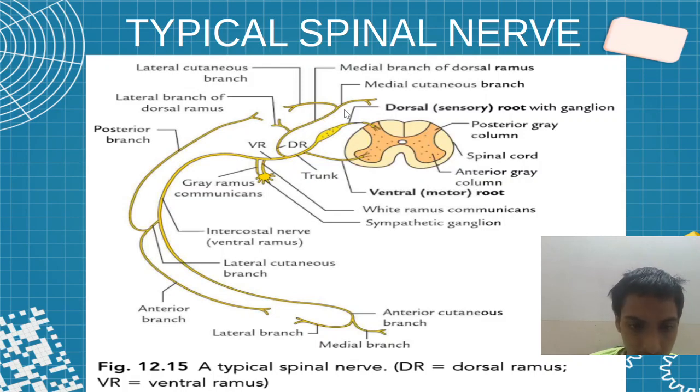And lastly, here we are finding the intercostal nerve and the lateral cutaneous branch. So this is about the typical spinal nerve. What are the parts? Presenting parts.